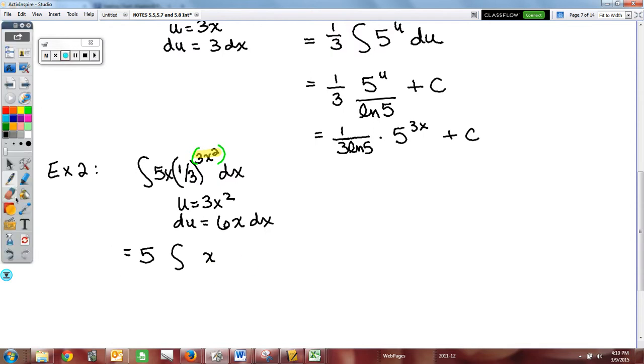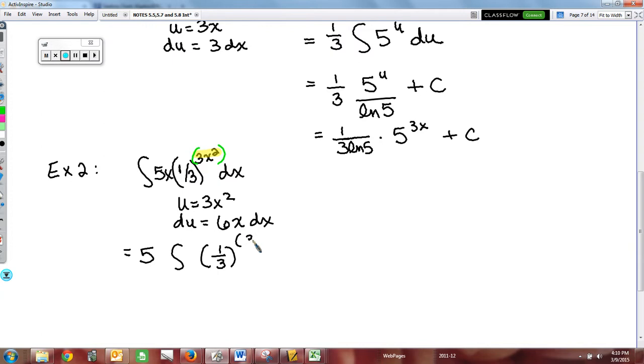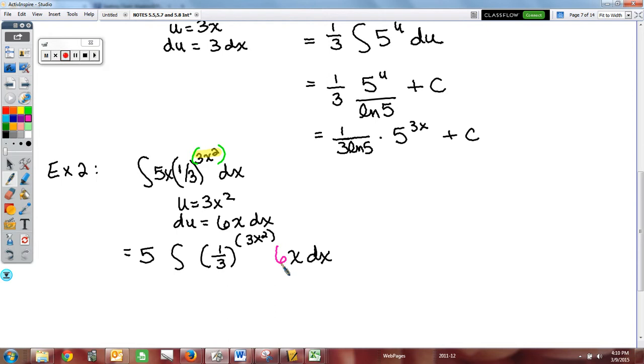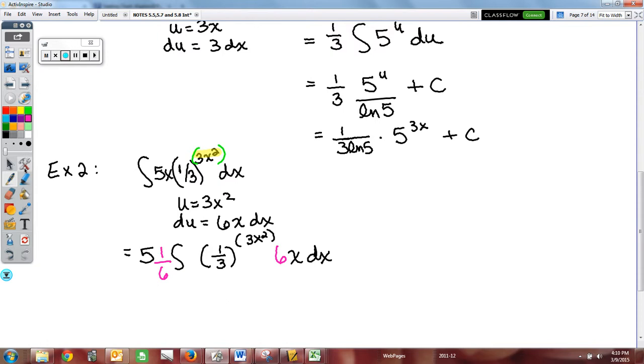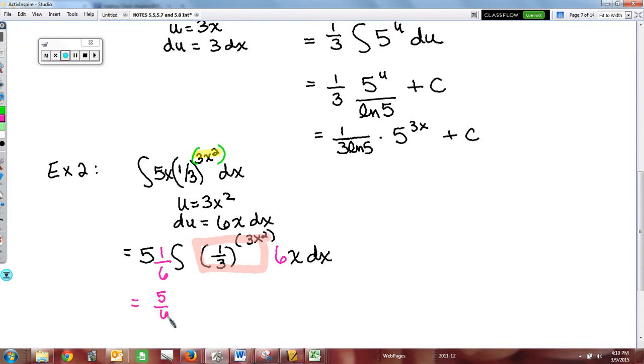And if you want to, sometimes students like to take the outside stuff you're going to pack back up and put it together. So you could write your function 1/3 to the 3x squared. That's going to be my 1/3 to the u. And then I'm going to put the x with the dx, and then I'm missing a 6. So I add the 6 in, and I correct for the fact that I added the 6 in. The box that this is going to get packed back up in is this. So it's 1/3 to the u. So I'm really doing 5/6 antiderivative of 1/3 to the u du.